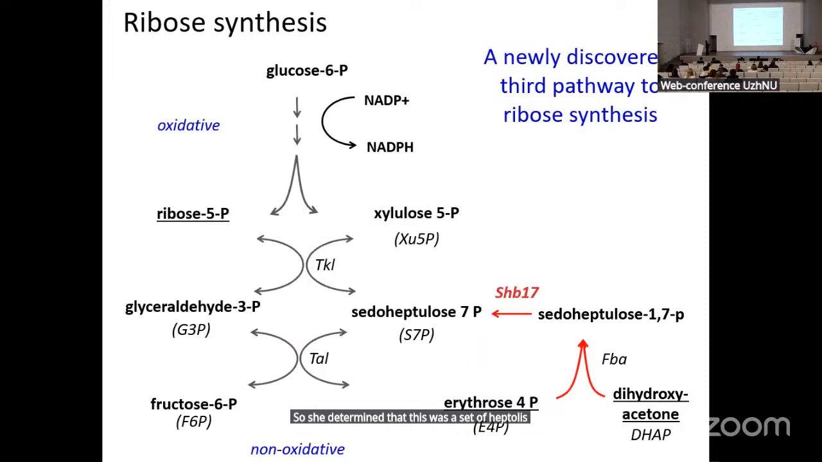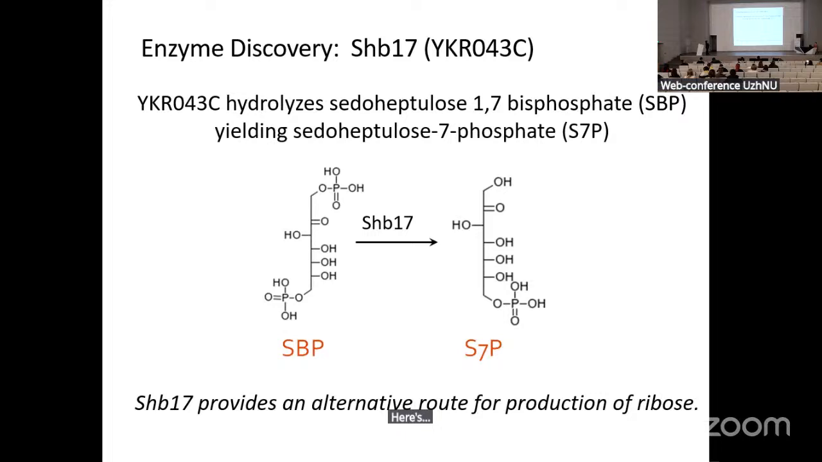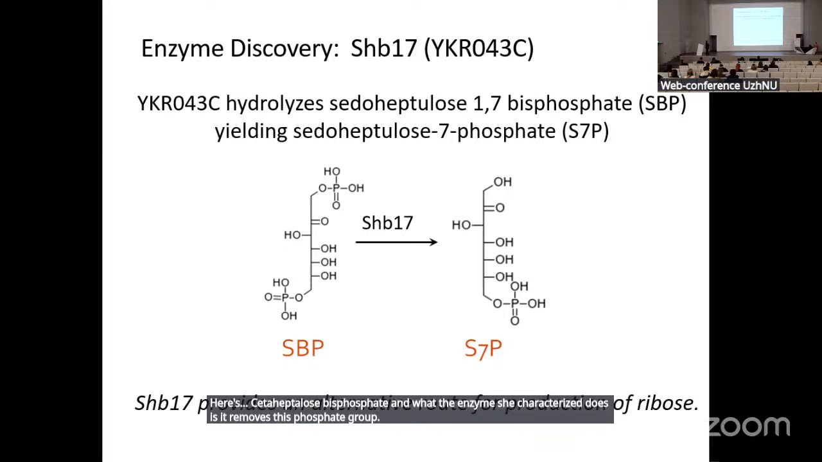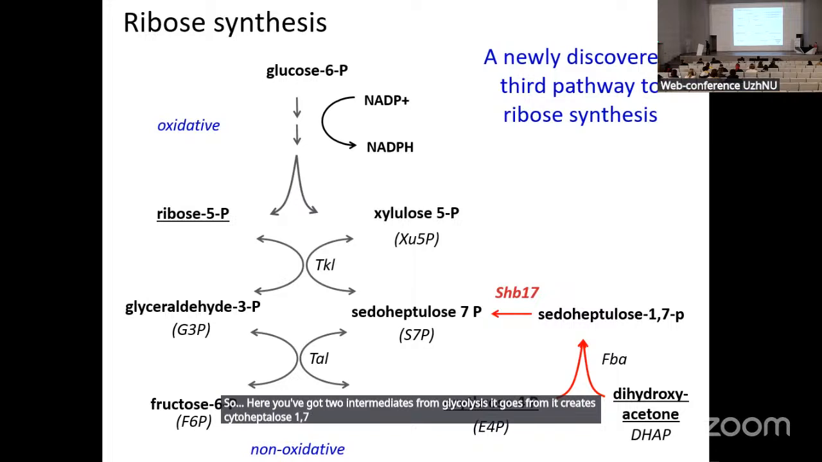So here's acetoheptylase bisphosphate, and what the enzyme she characterized does is it removes this phosphate group. And that provides a third pathway to ribose in the cell. So here you've got two intermediates from glycolysis. It creates acetoheptylase 1,7 phosphate, and then SHB17, which is what she named this protein, removes one phosphate. We get to acetoheptylase 7 phosphate, and then back into the non-oxidative pentose phosphate pathway.